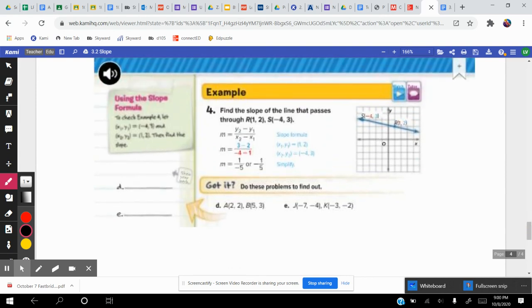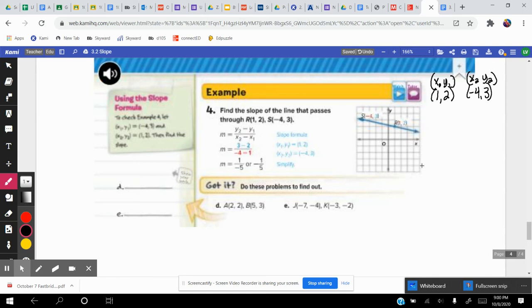Example 4. Find the slope of the line that passes through R (1, 2), S (-4, 3). I'm going to write the points over to the right: (1, 2) and (-4, 3). I'm going to label each of my points to help me put it into the slope formula. So I'm going to label this first point x1, y1. Those are not commas. Those are the number 1. And then the second point I'm going to label as x2, y2. I like to label my first one with the 1s and my second one with the 2s.